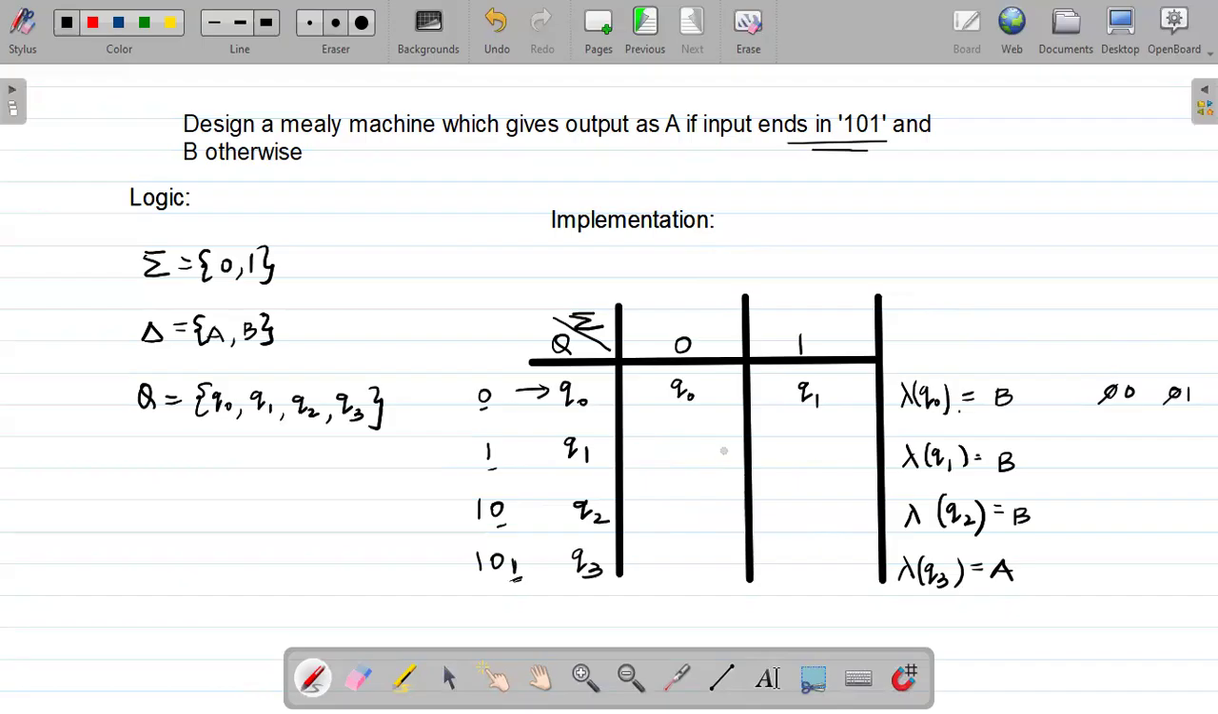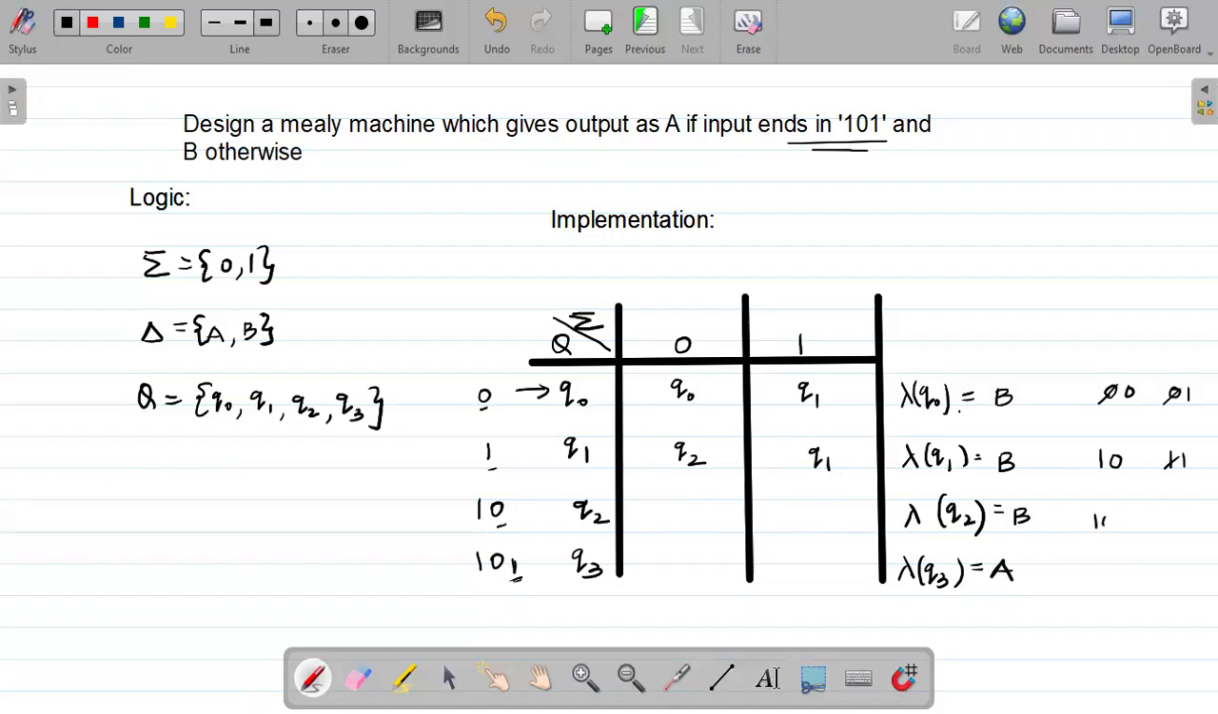Initially 1 was present. 0 comes in. 1, 0. Yes, there is a state representing 1, 0, which is Q2. Then we are having 1 already present, and from the input 1 comes in. 1, 1. There is no state for 1, 1. A single 1, yes, there is a state. Q1 is there for a single 1.